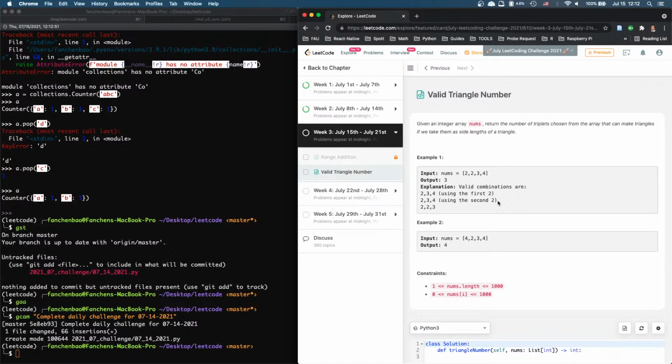Okay, but it's a combination, right? Of 1,000. So the naive solution is just do a combination of 1,000, so C 1,000 choose 3. What's the result? We're talking about 166 million options. Apparently, this is not going to work.